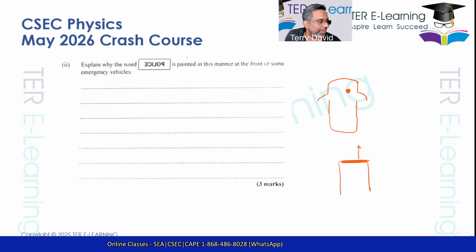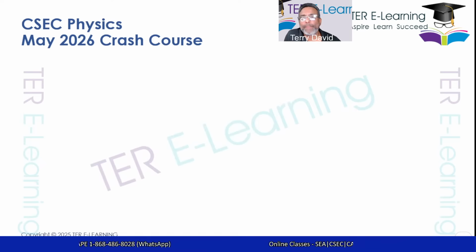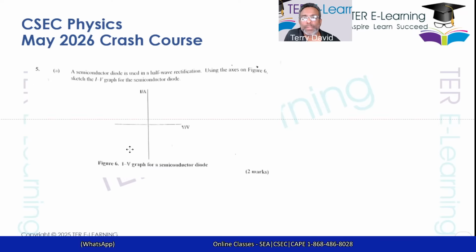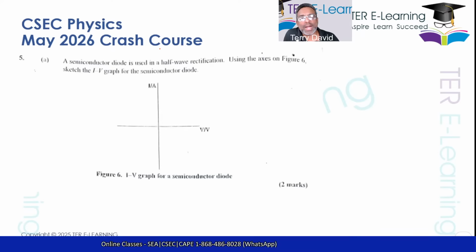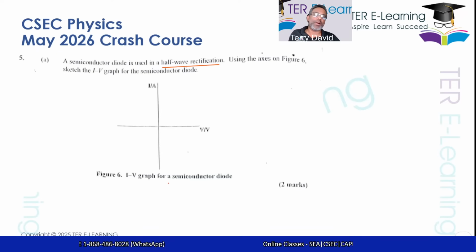Question 5 here. A semiconductor diode is used for half-wave rectification. So first of all, when it comes to current, there are two kinds of current, and this can come in the exam as well. We have direct current and alternating current. With direct current, the electrons flow in one direction only, and your current literally flows in one direction only. So a normal dry cell gives direct current.